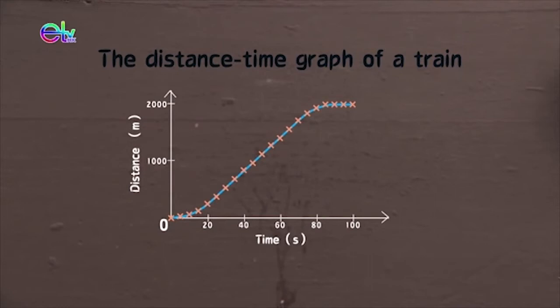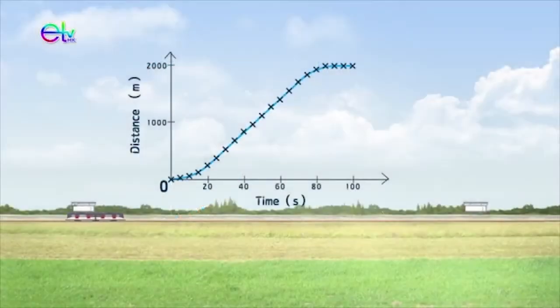What did the motion of the train look like to you just then? When it started, it moved faster and faster until at a certain point, it began to travel at a constant speed. I see. There are two totally different phases. When it was speeding up, the line was curved. When it traveled at a constant speed, the line became a slanting straight line.